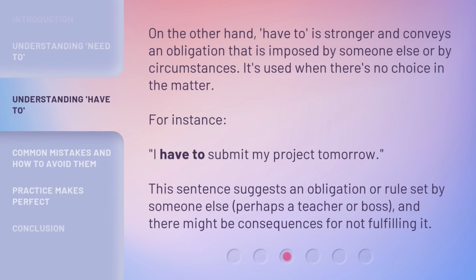On the other hand, have to is stronger and conveys an obligation that is imposed by someone else or by circumstances. It's used when there's no choice in the matter. For instance, I have to submit my project tomorrow. This sentence suggests an obligation or rule set by someone else, perhaps a teacher or boss, and there might be consequences for not fulfilling it.